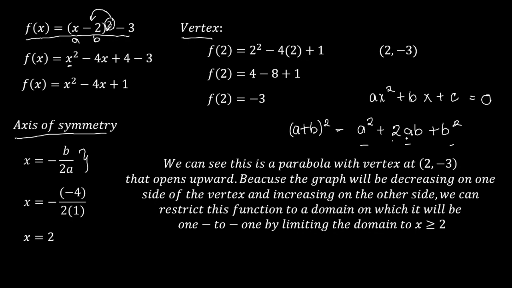Okay, 2 times x is 2x. Times negative 2, we have negative 4x. And then lastly, b squared, which is negative 2 squared, kaya po nagkaroon ng positive 4. And then bring down negative 3.